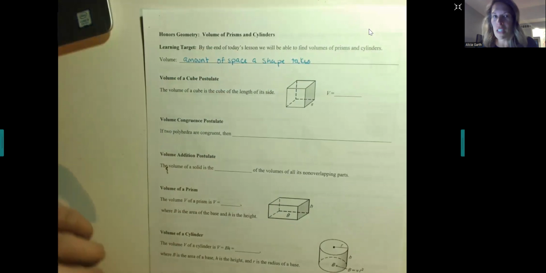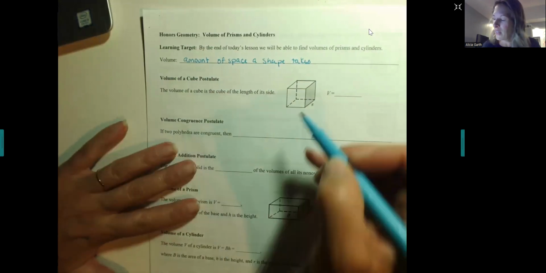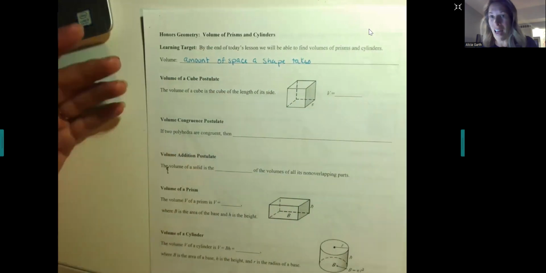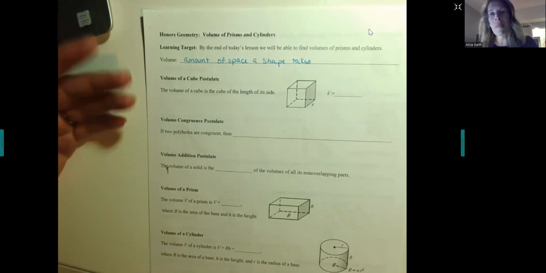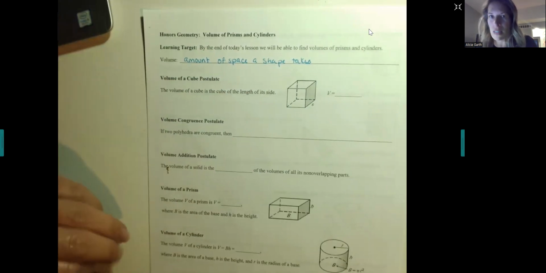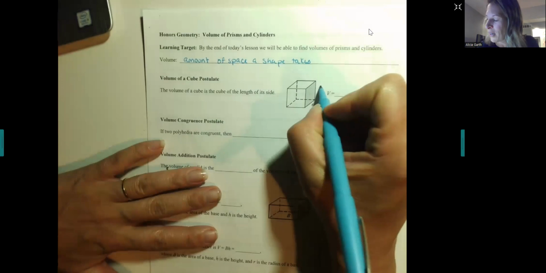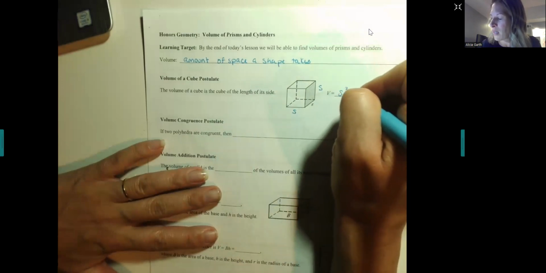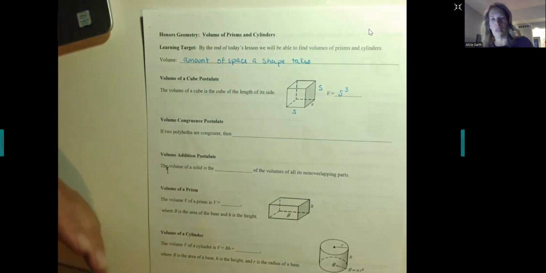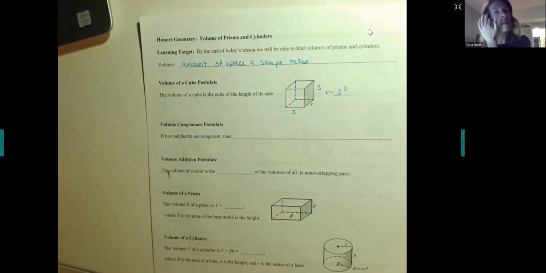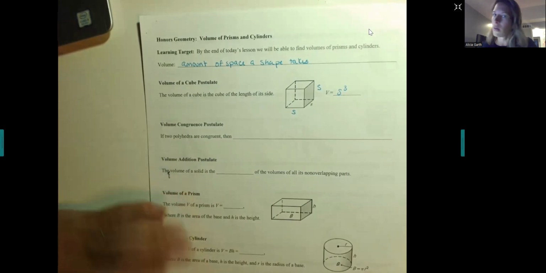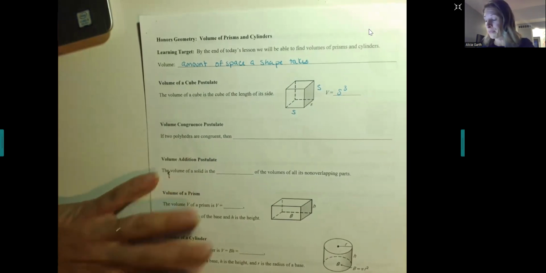Our volume of a cube postulate: if this side is S, remember a cube, all of those sides are the same. So my height would be S and my base would be S. So it'd be S cubed. Multiply them together. Now we're not going to use that a ton, especially because you'd use the same thing if you just looked at it as a square prism. So that's what we're going to do from now on.